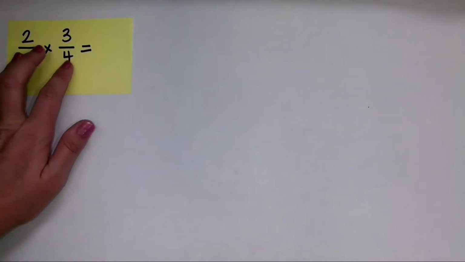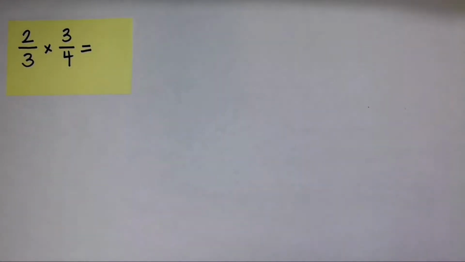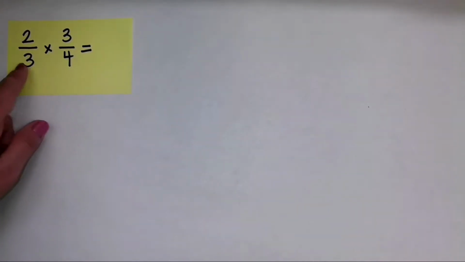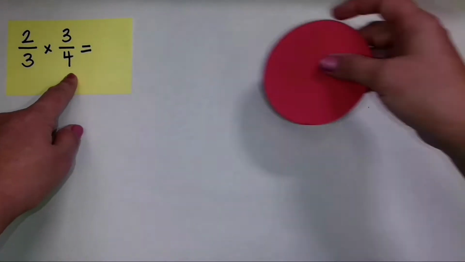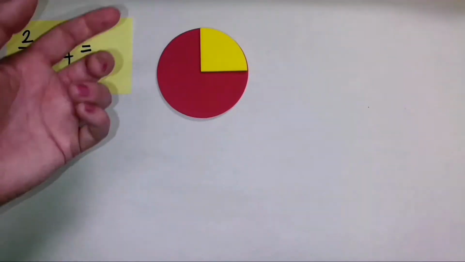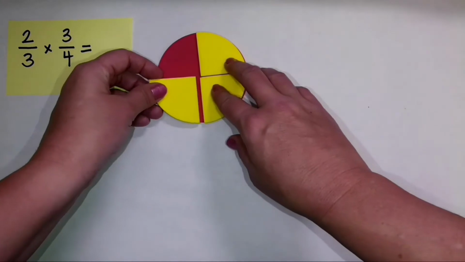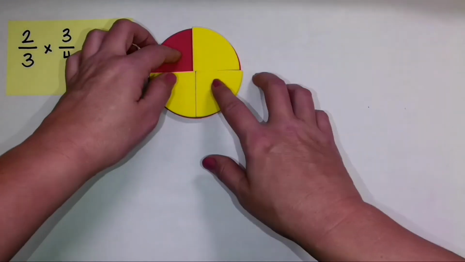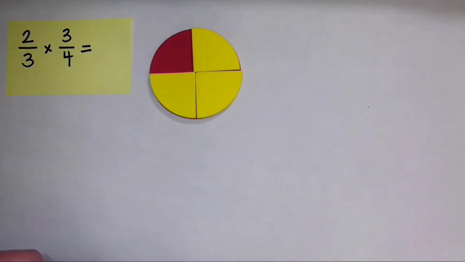So here I have my problem written out. I always want to have the abstract form of the problem presented. And I want to find 2/3 times 3/4, but I want to interpret that as 2/3 of 3/4. So I'm going to show the fraction 3/4 because I want to find 2/3 of that fraction. So here is a whole divided into equal parts. This is my area model because I have a circular area divided into equal parts. And I have 1, 2, 3 equal parts.